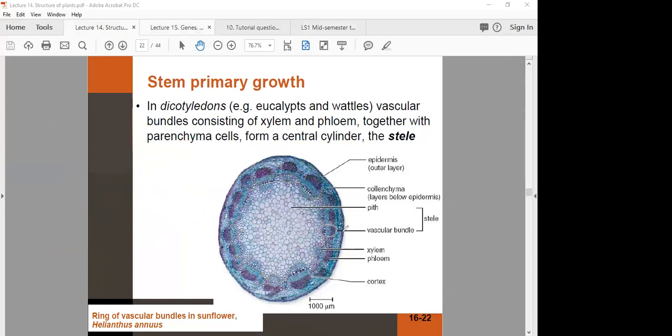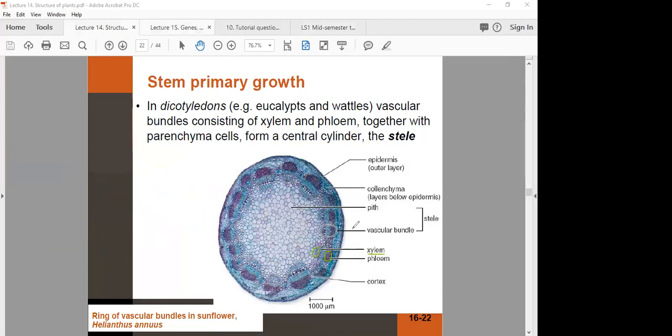All right, so within each vascular bundle, we have xylem, which is found towards the inside of the vascular bundle, and phloem, which is found towards the outside of the vascular bundle. All right, this ring of vascular bundles and all the cells within it, which you can see are referred to as pith cells, collectively is referred to as the stele.